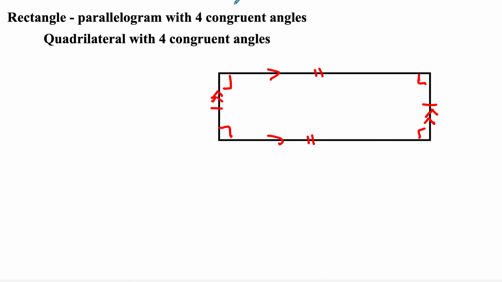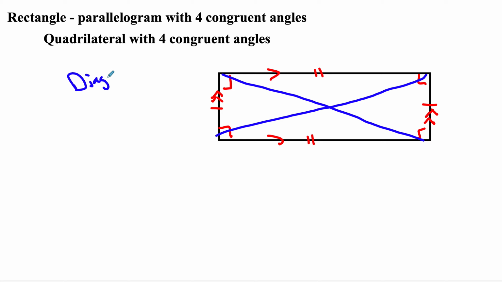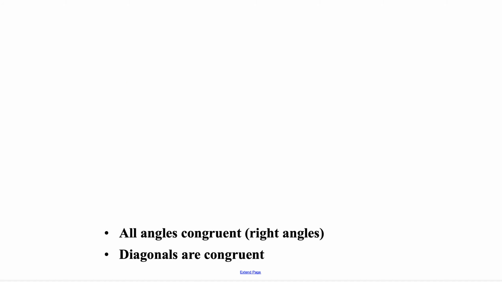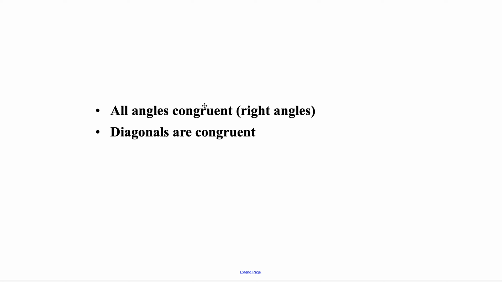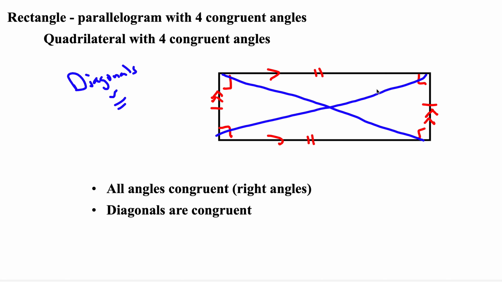And as an added bonus, the diagonals, it turns out, they bisect each other because it is also a parallelogram. If you think about it, it has opposite sides parallel, and they do bisect each other, but the diagonals are also congruent. Okay? So, all told, the only really special additional things is that all the angles are congruent. So this is just like a parallelogram, except all the angles are congruent. They're right angles. 90 plus 90 plus 90 plus 90 is 360. And the diagonals are congruent too.